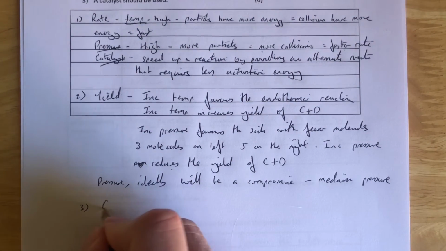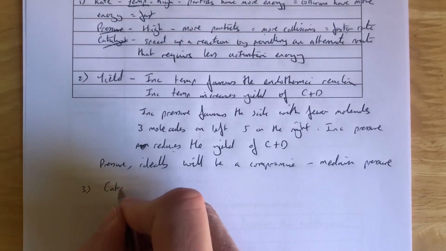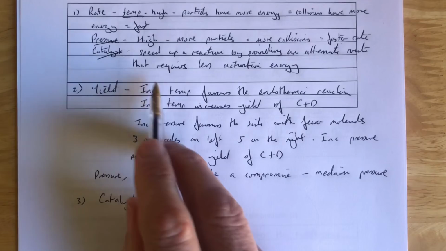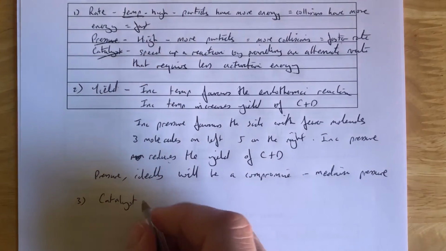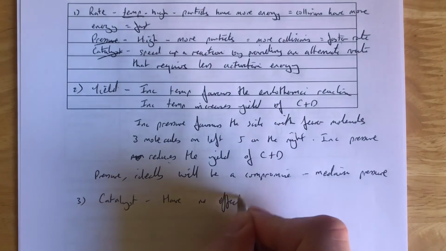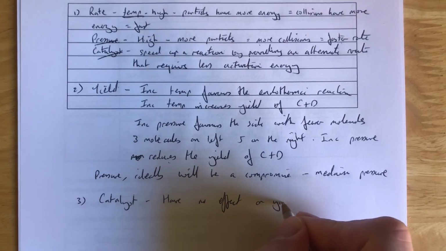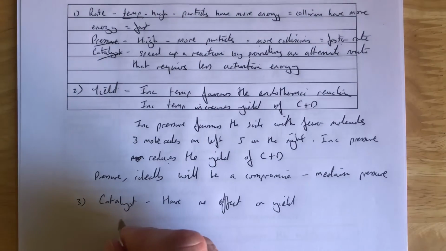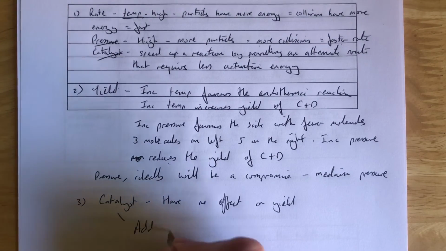3, catalyst. Okay, catalysts speed up the rate of reaction. Catalysts speed up the reaction. Catalysts have no effect on yield. They speed up the forward reaction and they speed up the backward reaction, so they don't change the yield, but they do make it fast. So because they make it fast, we add a catalyst.